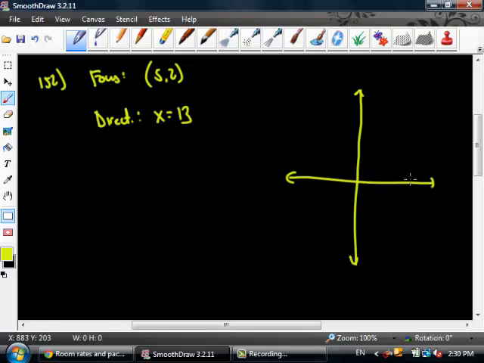Focus 5, 2. 5 and 2. That is my focus right there. My directrix is x equals 13. So that is a vertical line all the way out here.